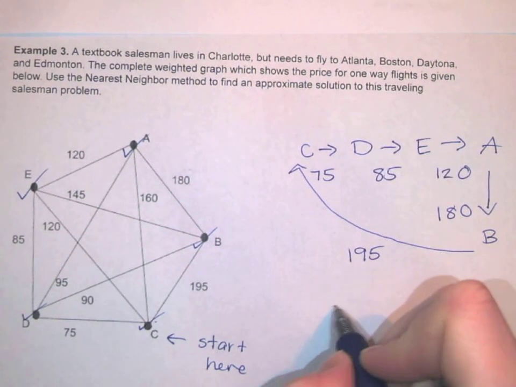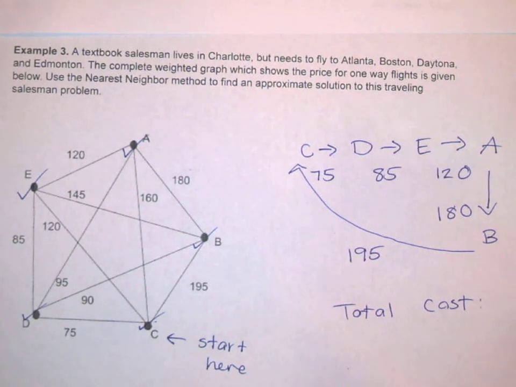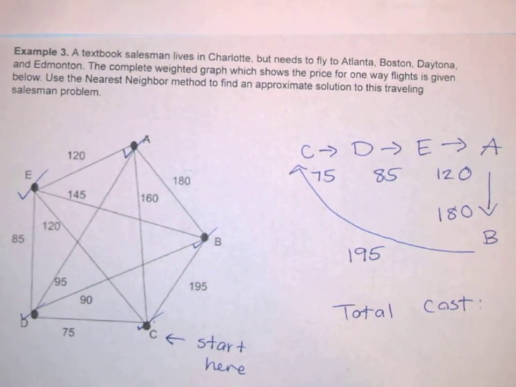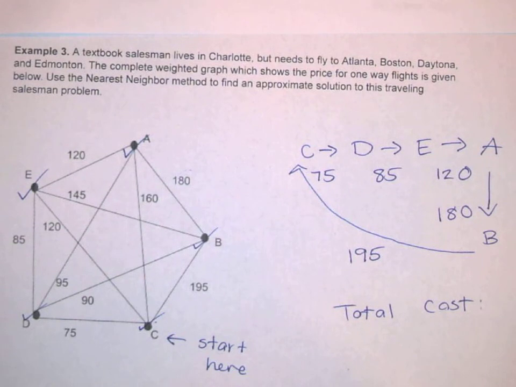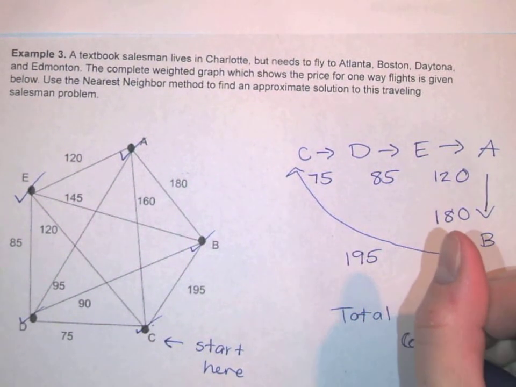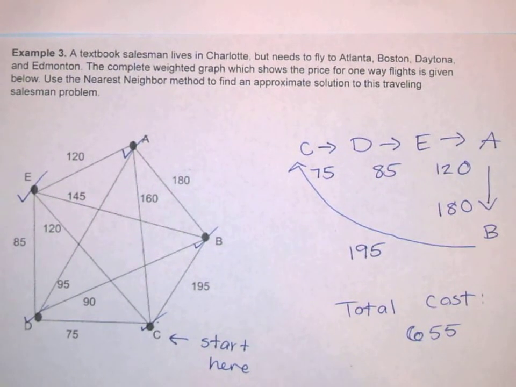So the total cost we could find by adding everything up: 75 plus 85 plus 120 plus 180 plus 195 will be $655. So the traveling salesman problem is the main type of problem that we're going to deal with when we're looking for Hamilton paths and circuits.